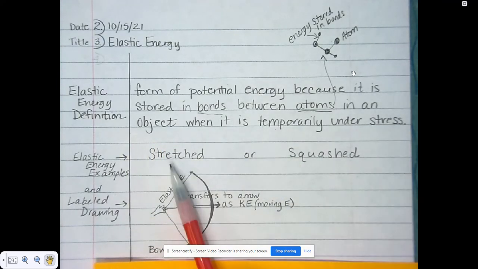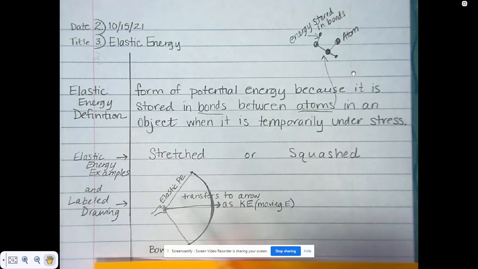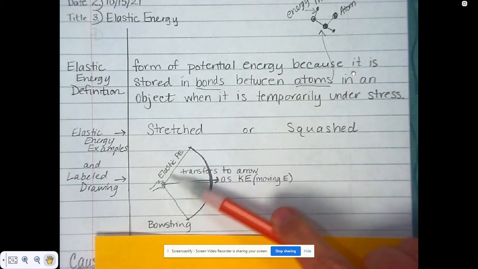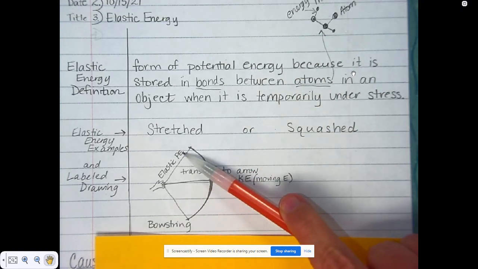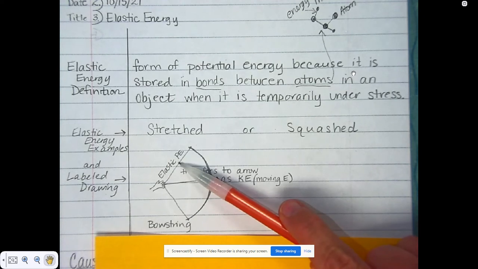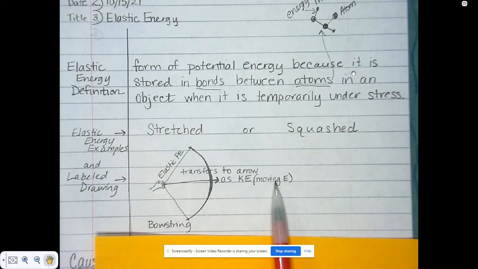And they mentioned that there were stretched or squashed. Those were some of my examples. And here's my picture of my bowstring. So the bowstring here is my example. They're pulling it back. So I have some elastic PE, potential energy. I'm kind of using some abbreviations. And it's a stretched example. So I put it right under the stretched. It mentioned in the caption that it transfers to an arrow as kinetic energy. And I know from before that's moving energy. So I put that in my notes so that I don't forget that for later.